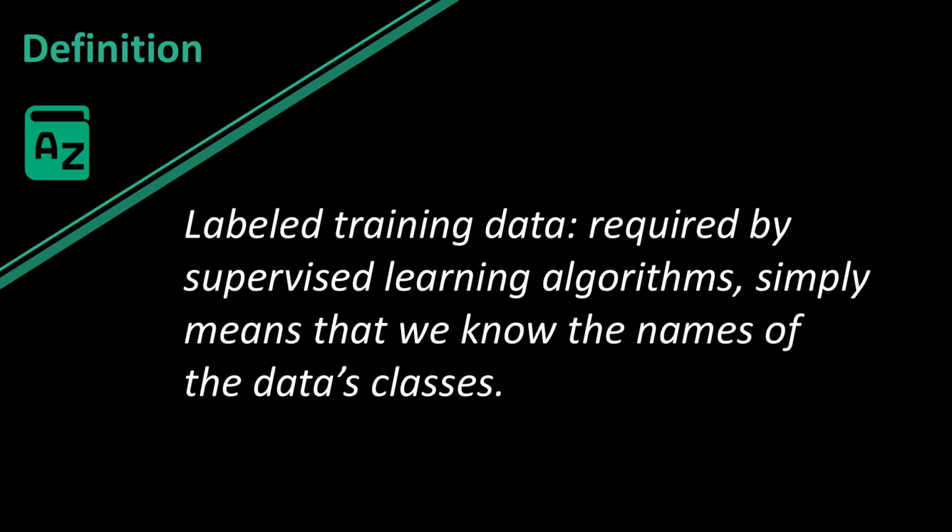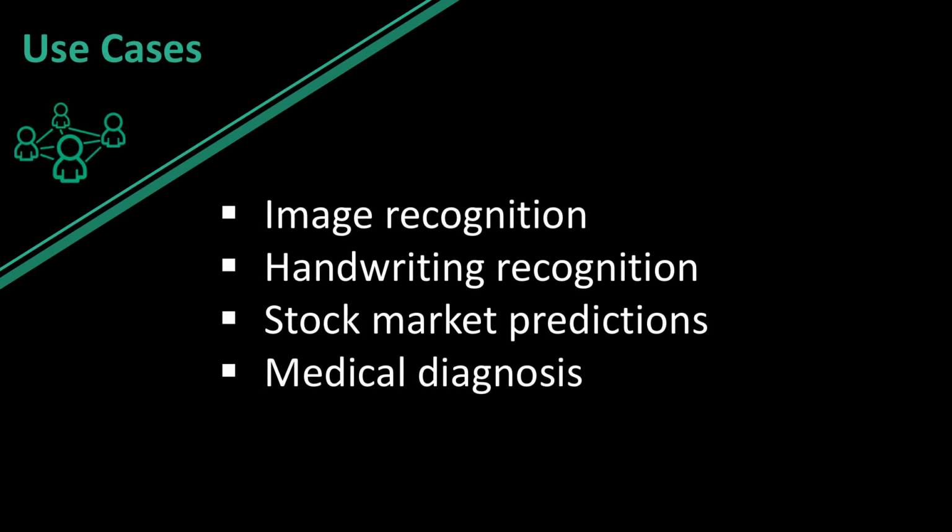So now that we've looked into the definition and we've also ripped apart a few of the definitions, now let's also take a look at the use cases. So when would you want to use an SVM? Well, SVMs are very good at image recognition. They're fantastic at handwriting recognition. They're very good at stock market predictions, and they're great with medical diagnosis tools.